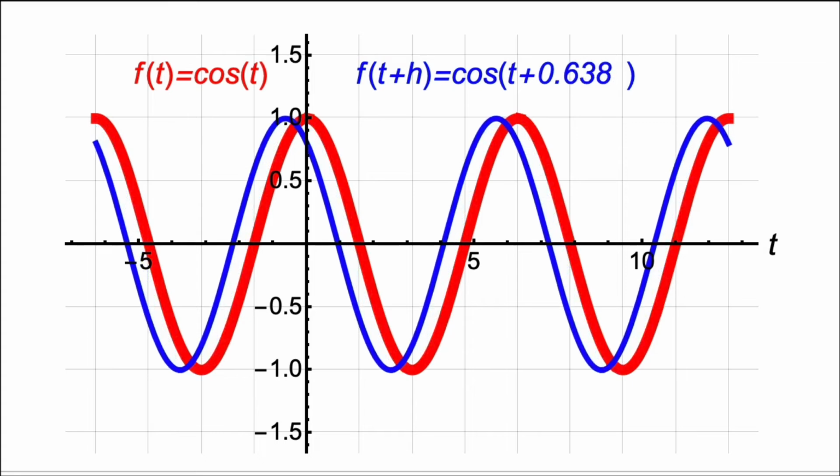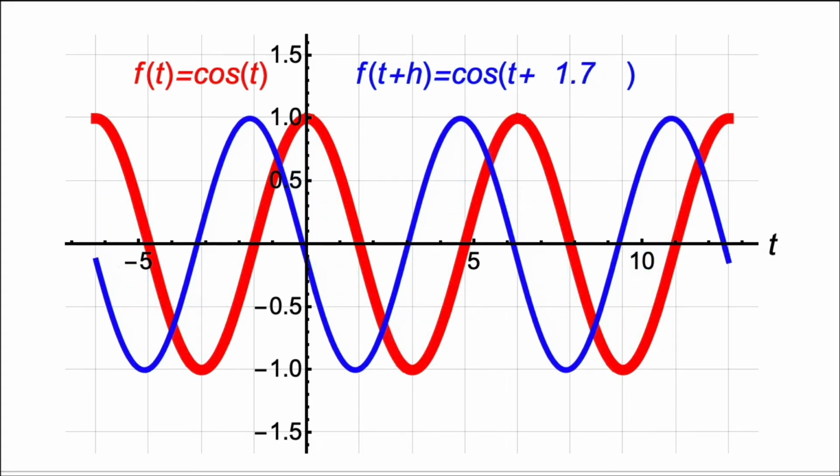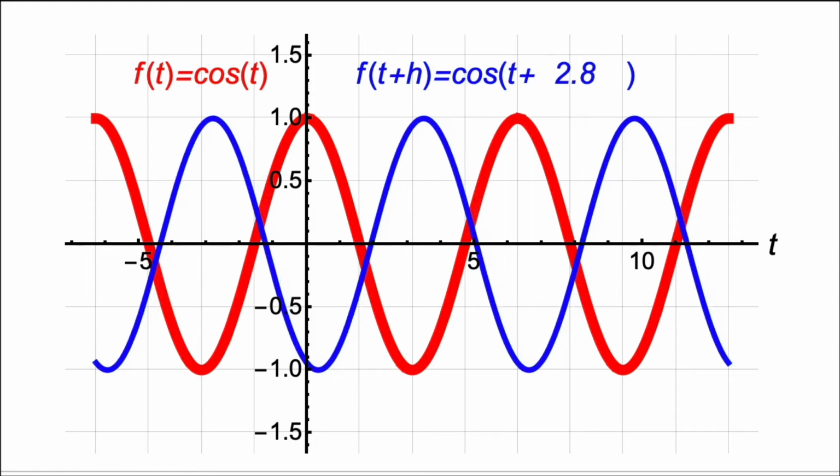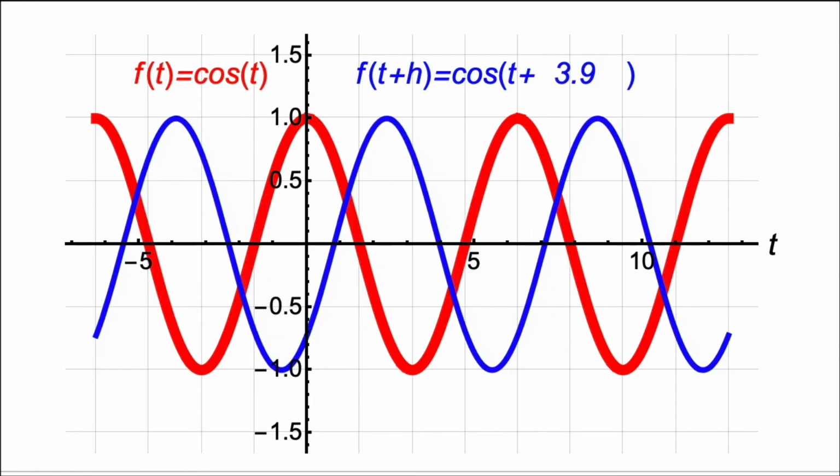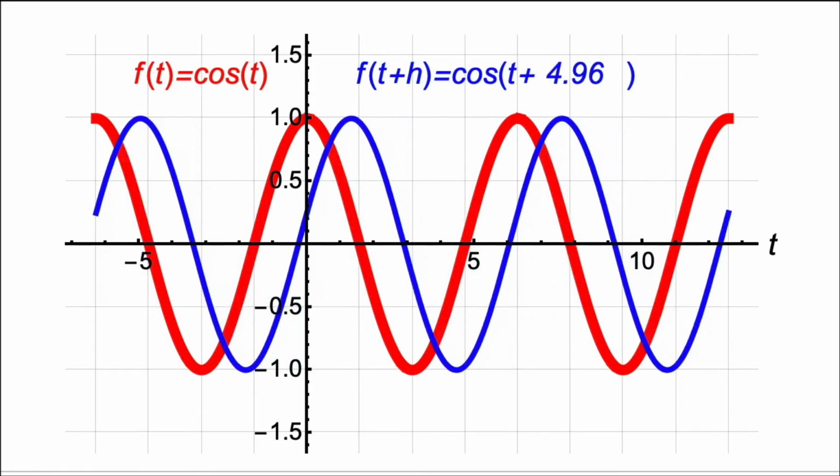As we learned about in lesson 1.3 of Calculus 1, adding a positive number to the input of a function is a transformation that takes the graph of that function and shifts it to the left by that many units.